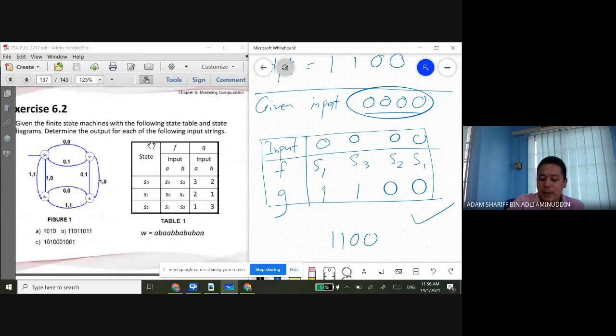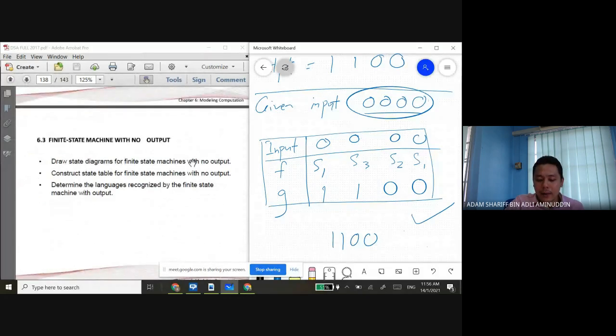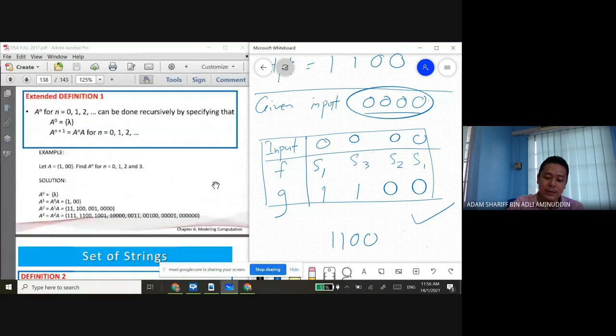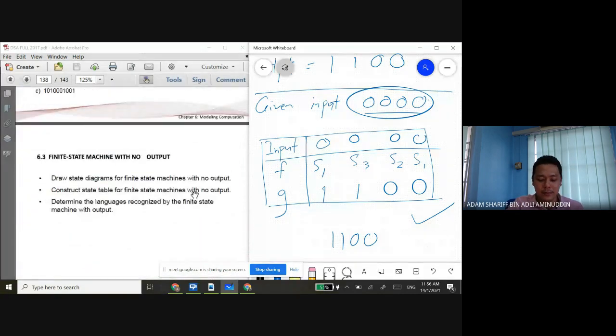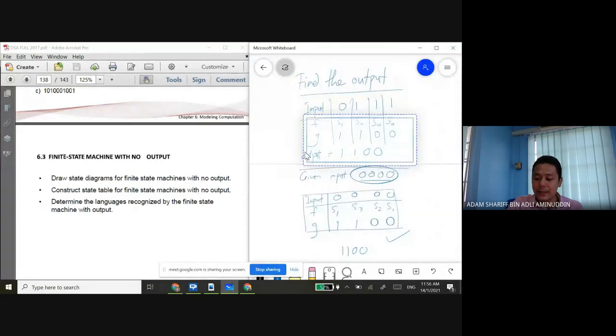Okay, so this one is very fundamentally very simple. So kalau finite state machine dengan output, dengan no output, it simply is that you don't have a function of G. That's all. Itu saja beza dia. So bayangkan tadi kita dah buat untuk example tadi, kita ada F dengan G. Kalau untuk tak ada output, kita ada F sahaja.